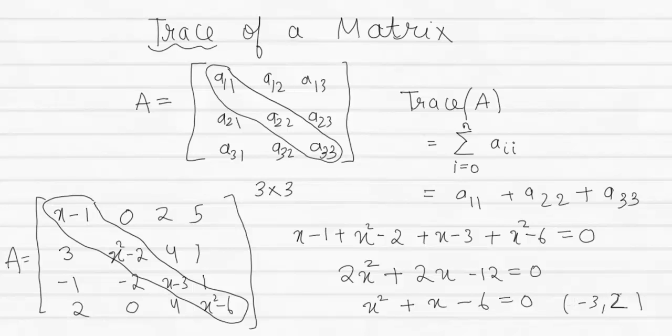So there you go. x can be -3 and 2, and if you put these into this matrix A, you will get the trace of the matrix. So if you calculate the trace of the matrix when you input -3 and 2 as x, then the trace of this matrix is going to be 0.